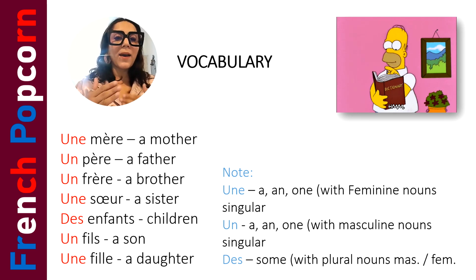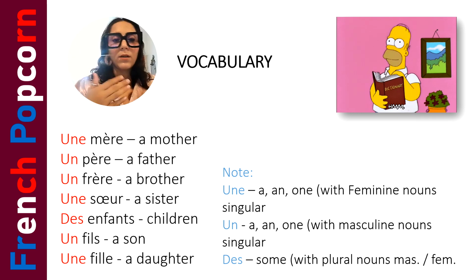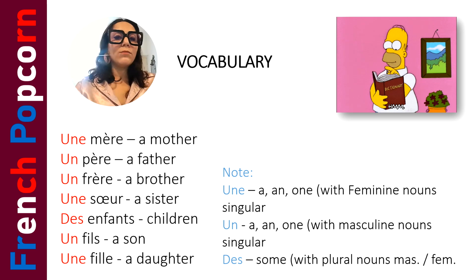Now you can notice that with the words mother, sister, and daughter, we have used une, and with the words père, father, brother, son, we have used un. So they are articles. For feminine nouns, we use une, to say a mother or a sister or a daughter. And when we have a masculine noun, to say one or a, like a father, a brother, a son, we have to use the masculine article, un. Parfait.